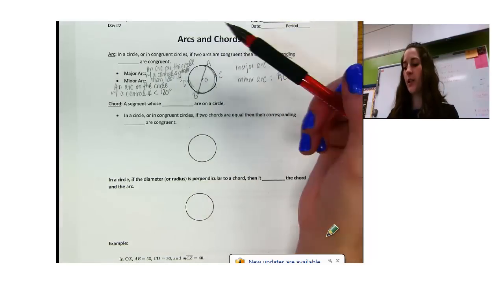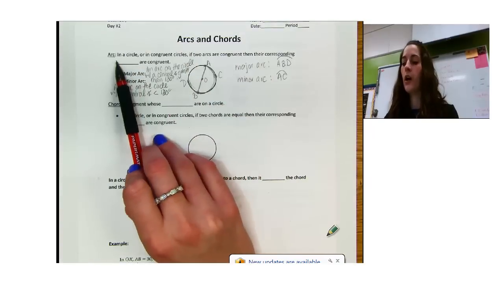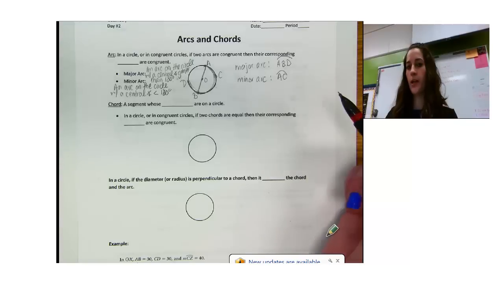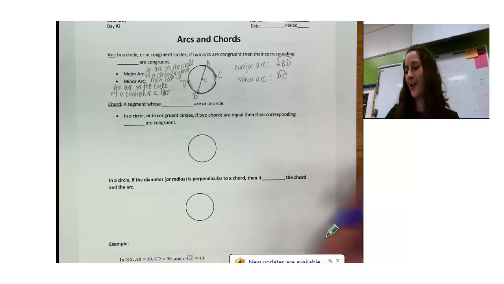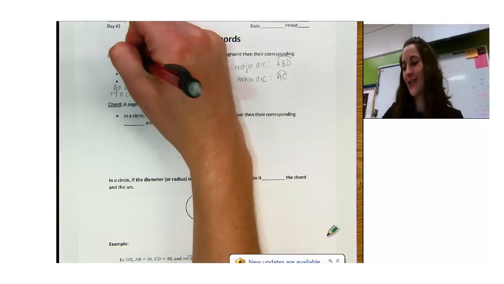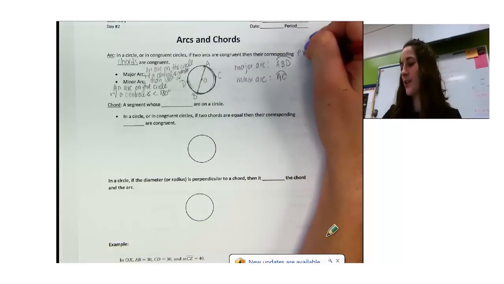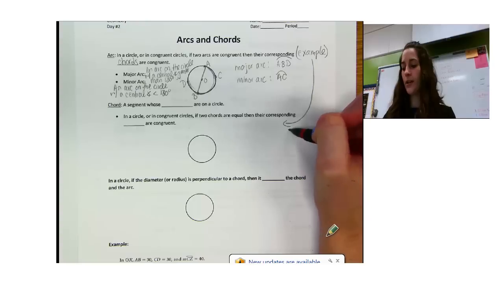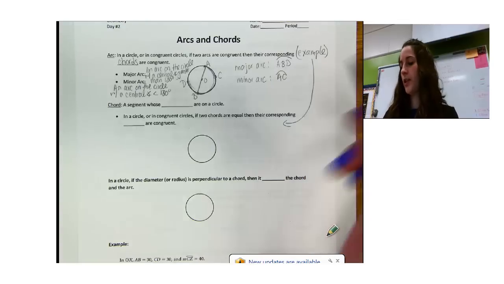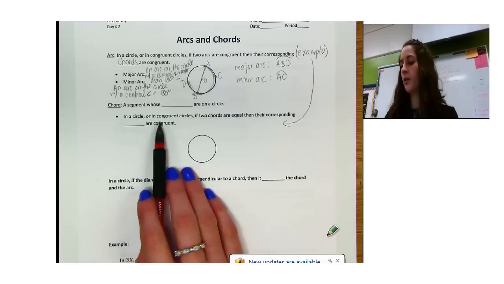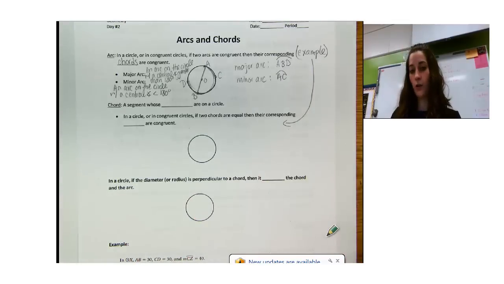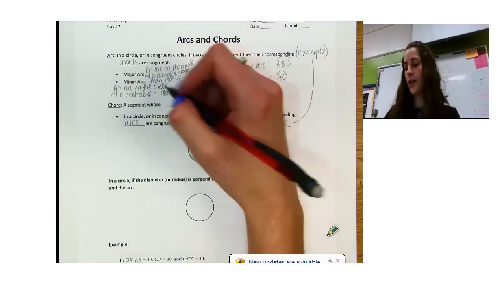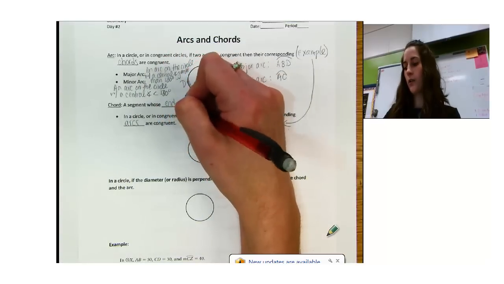So now let's take a look at some properties with arcs and chords. In a circle or in congruent circles, if two arcs are congruent, then their corresponding what are congruent? Well, we're talking about arcs and chords here, so the corresponding chords are congruent. And we are going to look at an example down here because the converse statement is also true. In a circle or in congruent circles, if two chords are equal, then their corresponding arcs are congruent. And again, a chord is any segment whose endpoints are located on the circle.